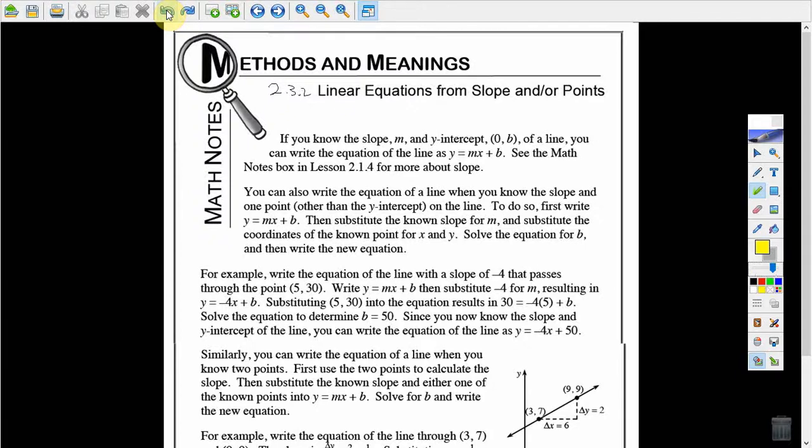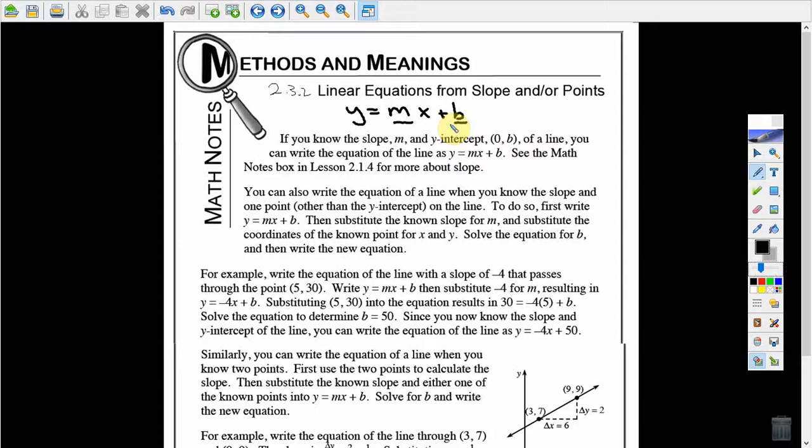Alright guys, last math notes video for chapter 2. We're looking at finding a linear equation from a slope and/or points. So previously we've talked about writing a linear equation if you know both the slope and the y-intercept. You just have to plug the slope in for m, plug the y-intercept in for b, and you're good to go. Now we're going to learn what to do if you don't have those two things. Here's a hint. You're going to find them.